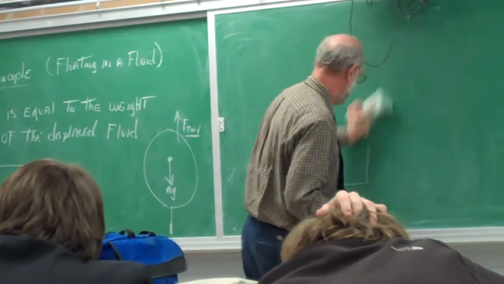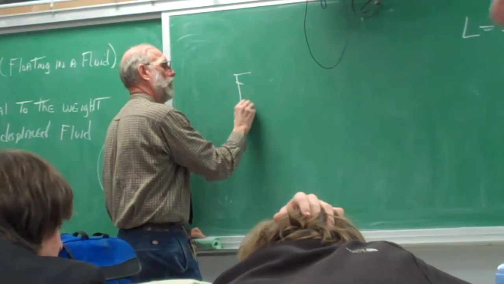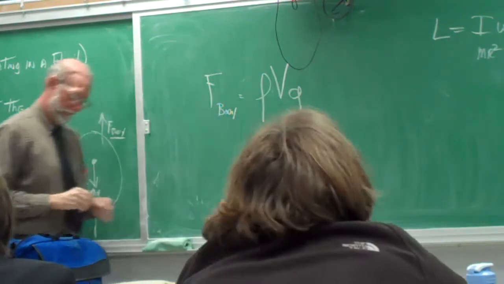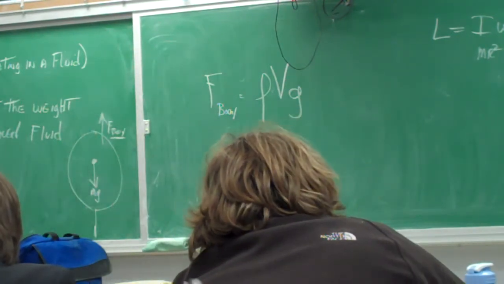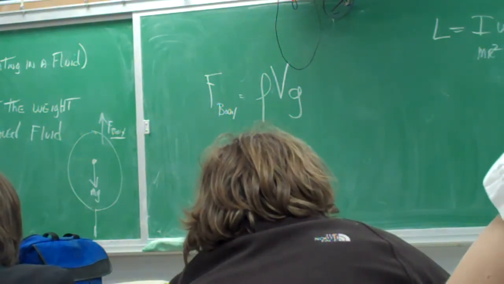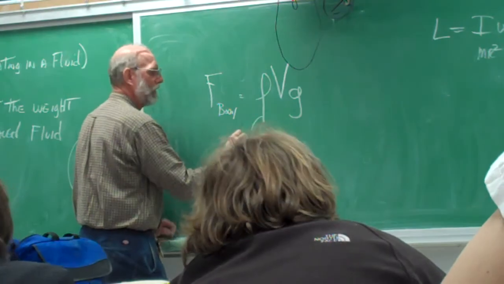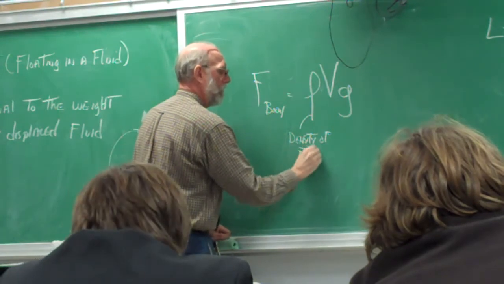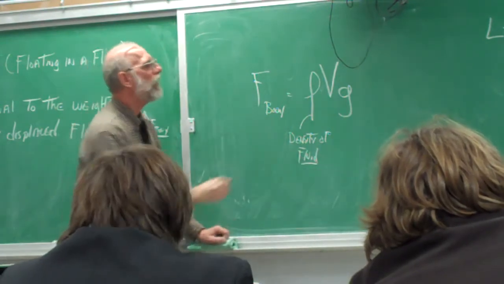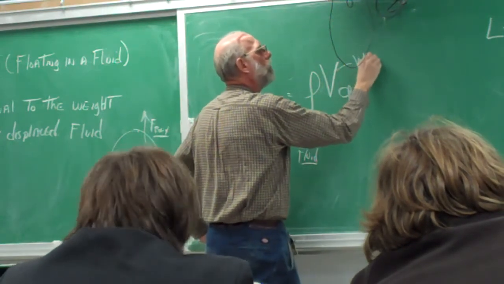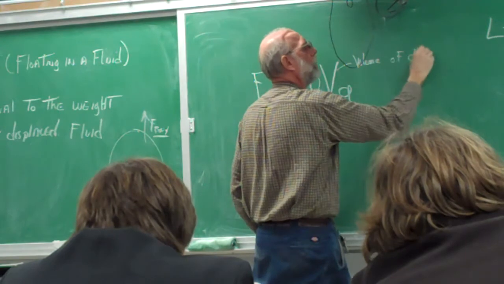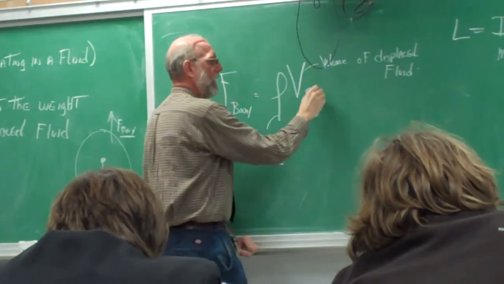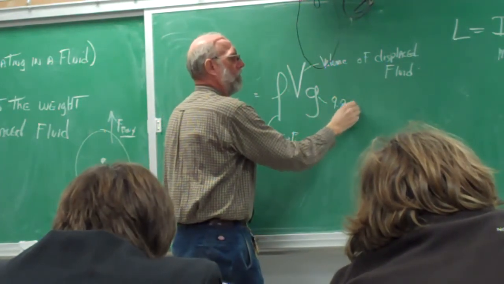The buoyant force is equal to rho V g, that's important, where rho is the density of the fluid, V is the volume of displaced fluid, and g is gravity. Who would have guessed?